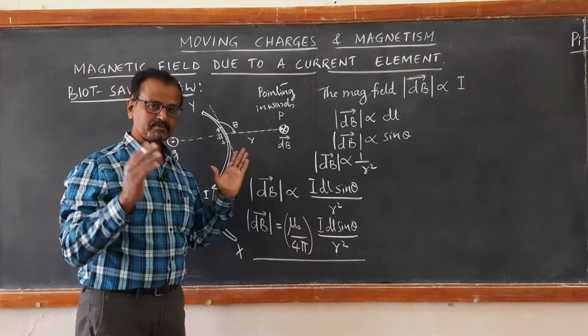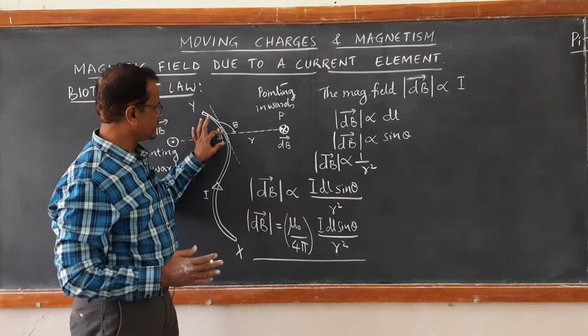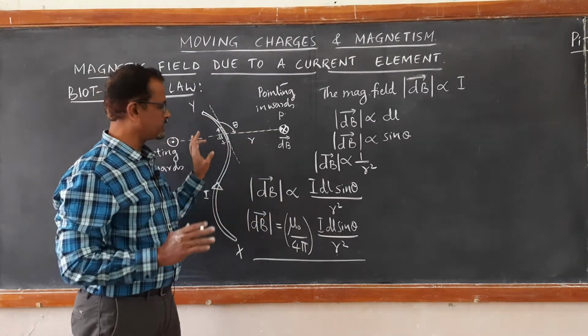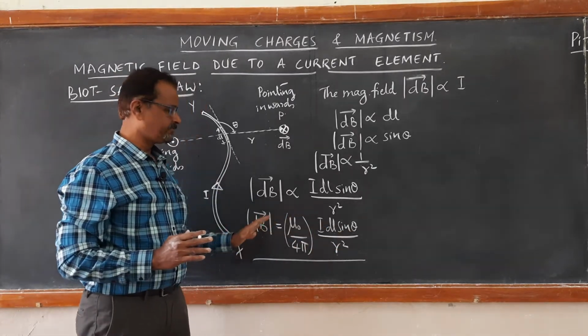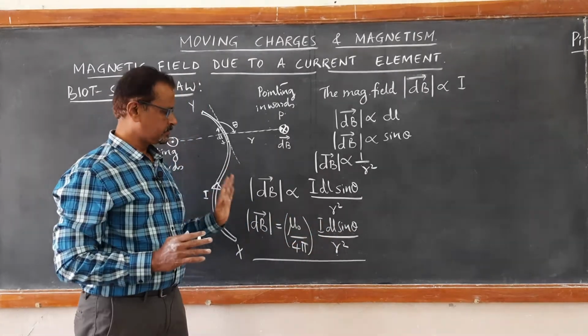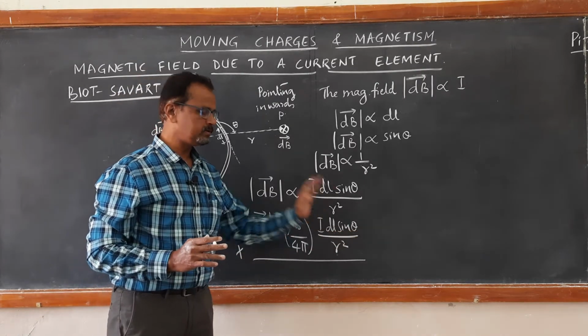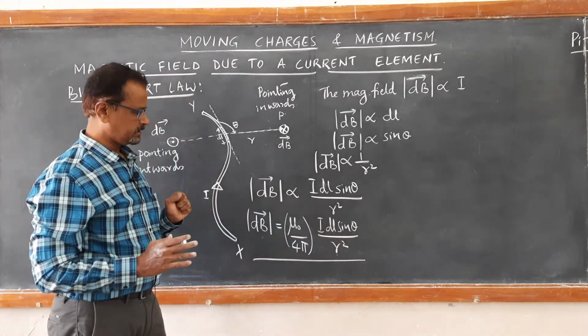And the magnetic field becomes maximum when this distance is exactly perpendicular to the current element. When theta is 90 degrees, the magnetic field becomes maximum. So that's how the magnetic field depends on the orientation angle theta, right?